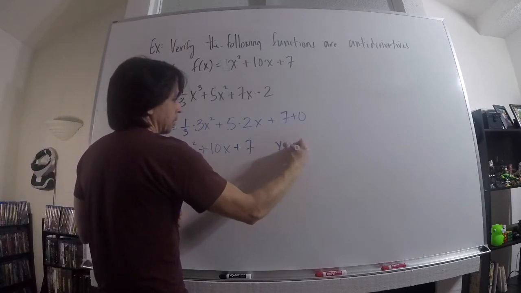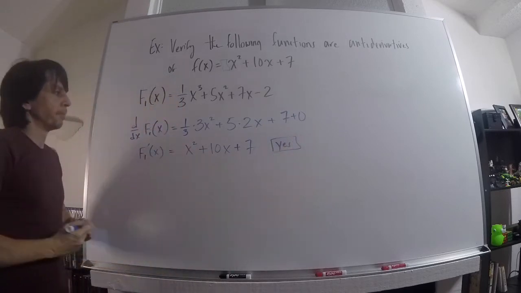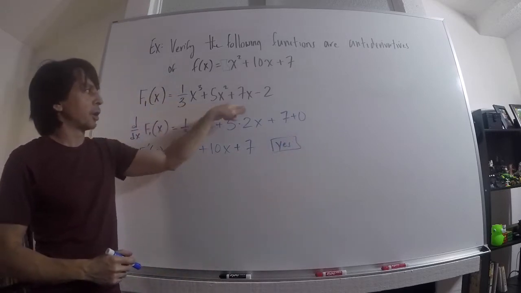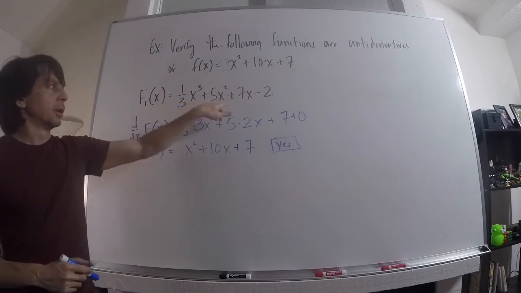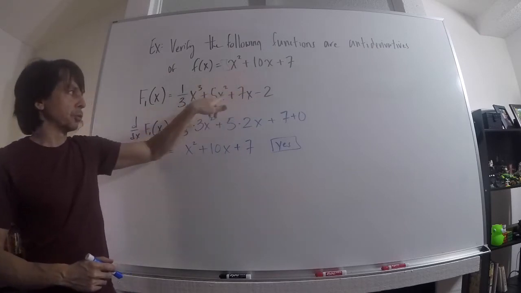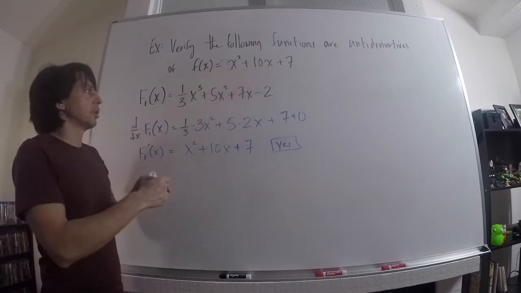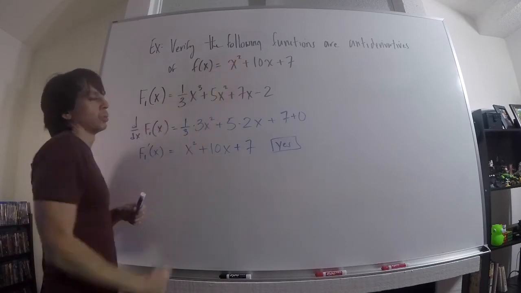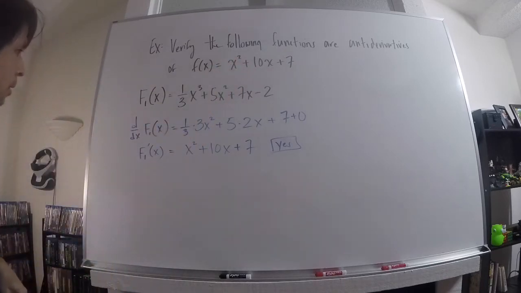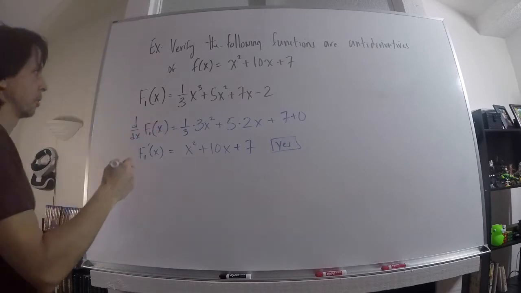that this function, capital F1 of x, is an antiderivative of that, because when you take the derivative of this, you get back the original function. Okay. I wanted some space over there, but it didn't give me enough room.